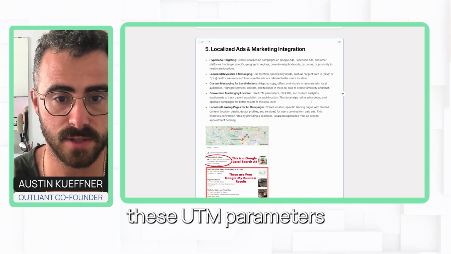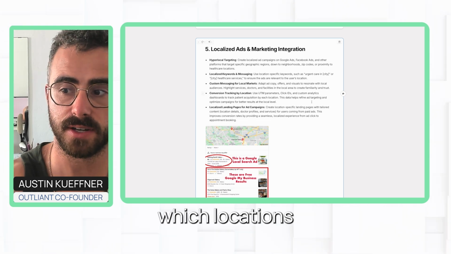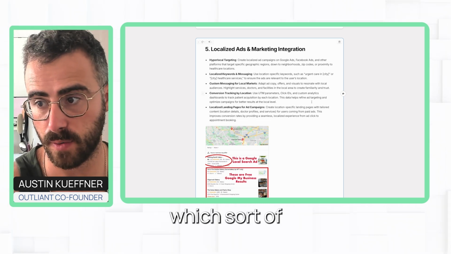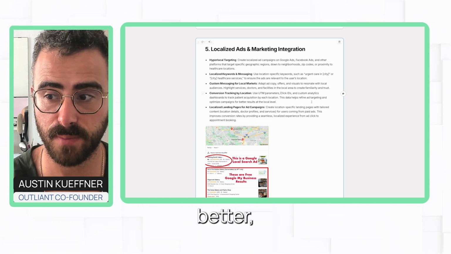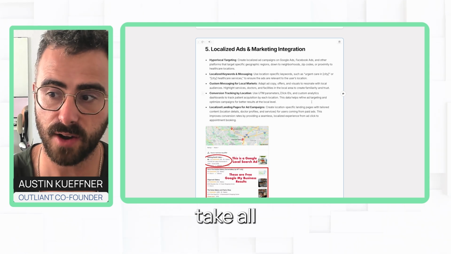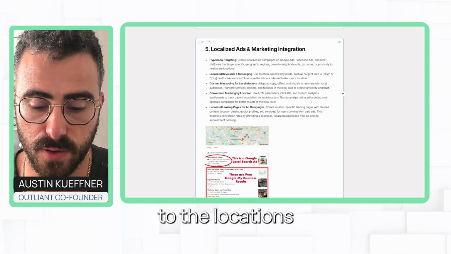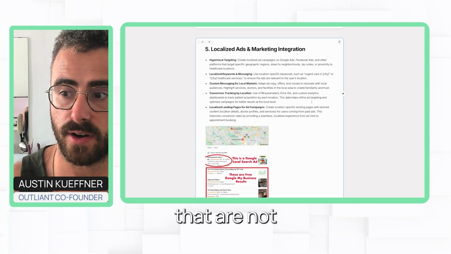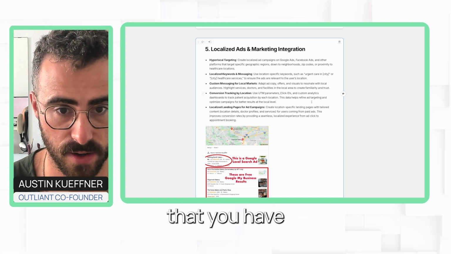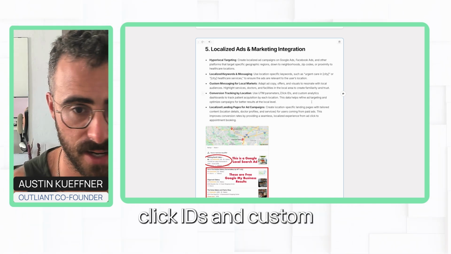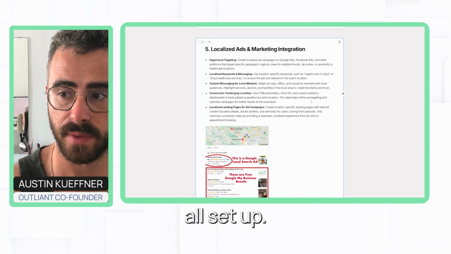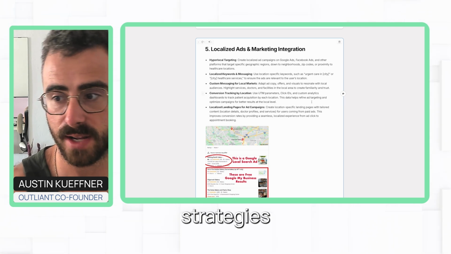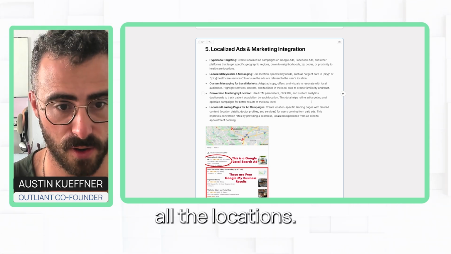So you want to use these UTM parameters to figure out which locations are converting better, which sort of ad strategy is converting better, and essentially take all those findings and then apply it to the locations that are not working as well. So make sure that you have your UTM parameters, click IDs, and custom analytics all set up so that way you can find the winning strategies and then replicate it to all the locations.